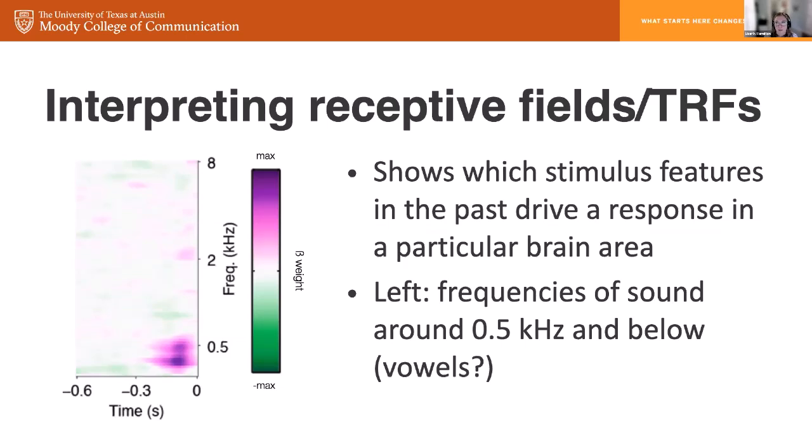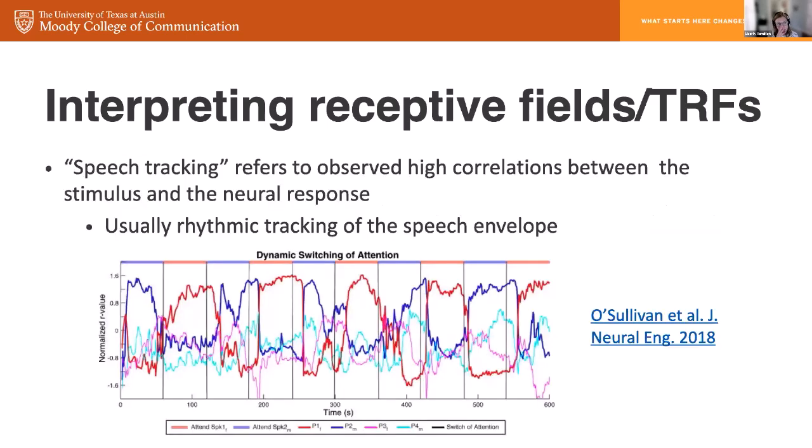Okay, one more concept that I want to talk about is the idea of speech tracking. This is a term that you may hear in this workshop quite a bit. What this often refers to is a high correlation between a stimulus and a neural response, and it usually reflects the rhythmic tracking of the speech envelope. This is a different way of plotting the data. This is not showing the receptive field itself.